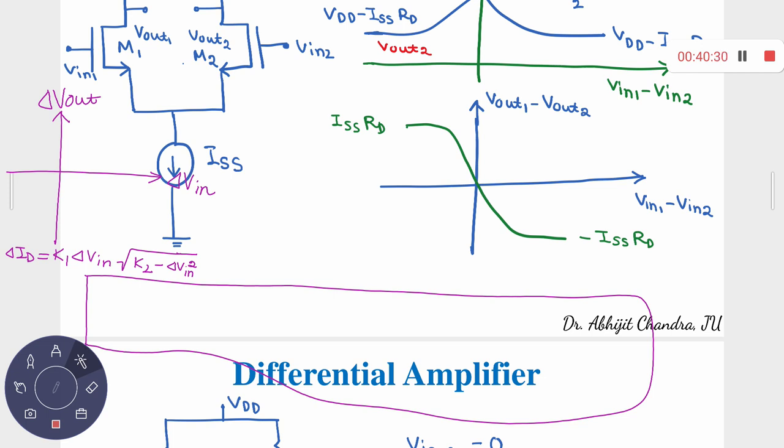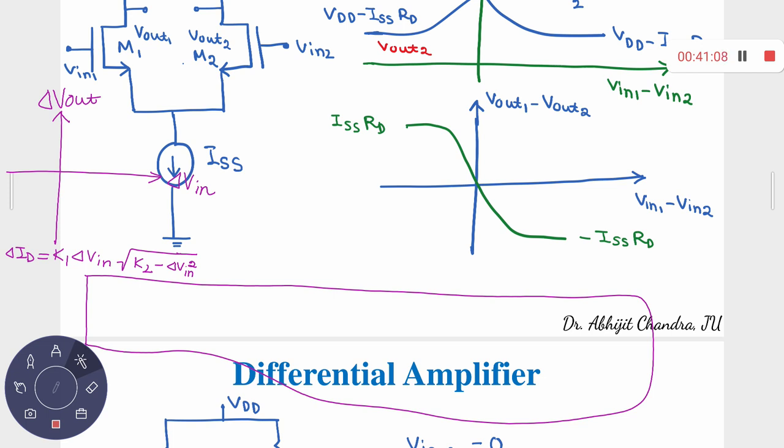If you just consider the mod of this, that is the maximum value, no? So here, this V out 1 minus V out 2, and as you know, V out 1 minus V out 2 can be regarded as some constant multiplied with your ID 1 minus ID 2, your RD there only, right? So as your delta V in increases, if it is very large, then what happens? Out of two transistors, M1 and M2, one transistor will be in saturation. It will carry this entire ISS current, and the other transistor will be cut off. That means it will not carry any current.